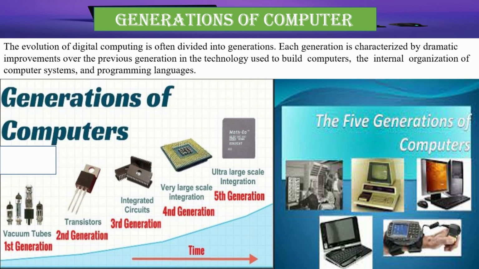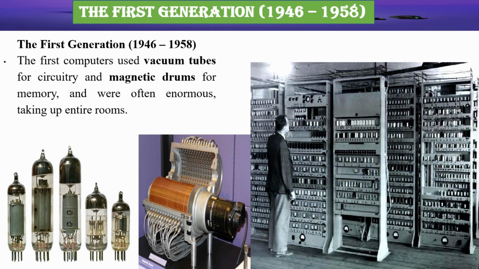We have five computer generations, starting from the first, second, third, fourth, and the fifth generation, which use vacuum tubes for the first generation, transistors for the second generation, integrated circuits for the third generation, and microprocessors for the fourth generation, and also ultra large scale integration, which uses AI, for the fifth generation.